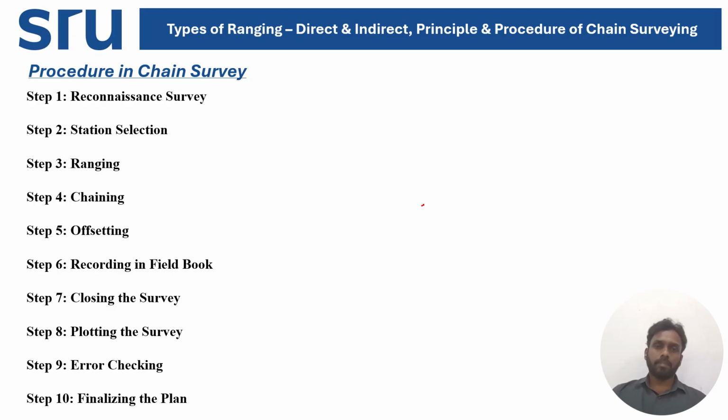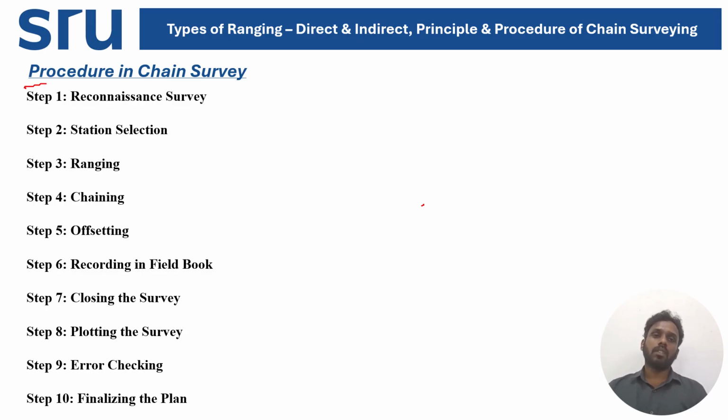This is very much important for your ranging because in most conditions your points will not be directly visible. In that case, you have to go with this kind of indirect ranging. Now we are going to see the procedure for chain survey.